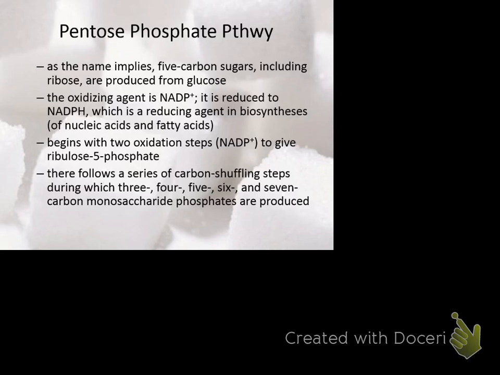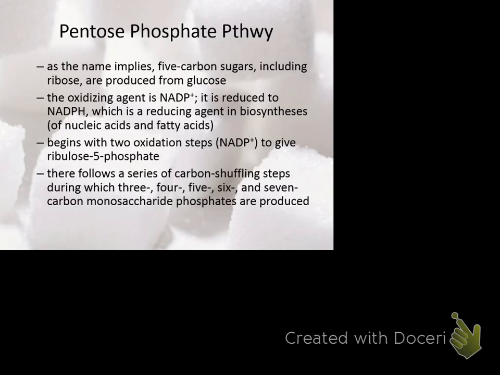It's 5 carbon sugars, including the riboses, made from glucose. It's important for supplying the NADPH pool that your body needs, and also for making nucleic acids and some fatty acids, okay? It's like the beginning to make some of the nucleic acids. And ribulose 5-phosphate, which I'm going to show you what that looks like in just a moment, is the common intermediate.